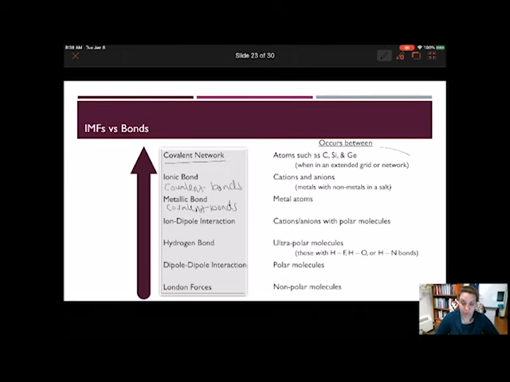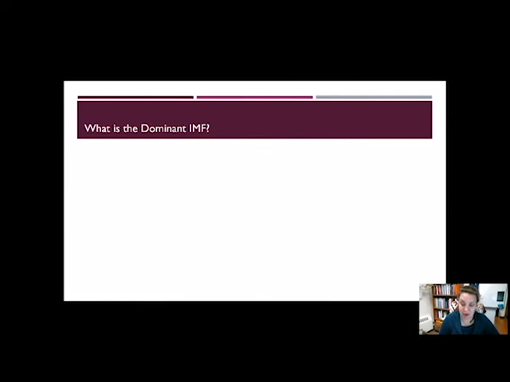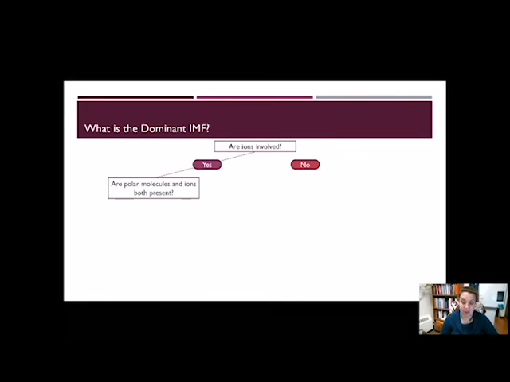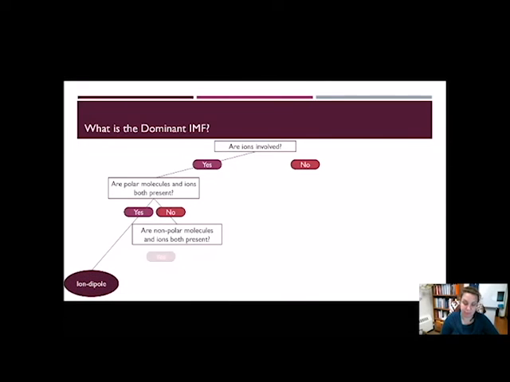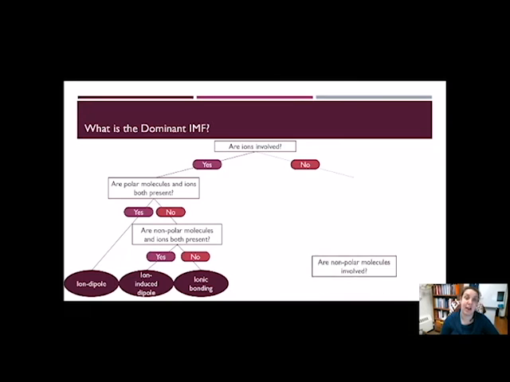Okay, so let's look at how we determine what the dominant intermolecular force is. We can ask ourselves, are ions involved? If the answer is yes, then we ask, are polar molecules involved? If the answer is yes again, we have an ion dipole. If the answer is no, are nonpolar molecules and ions both present? No, we have ionic bonding. Yes, we have ion-induced dipole.